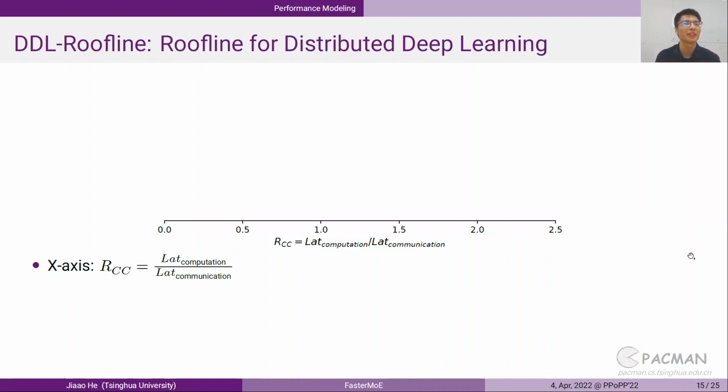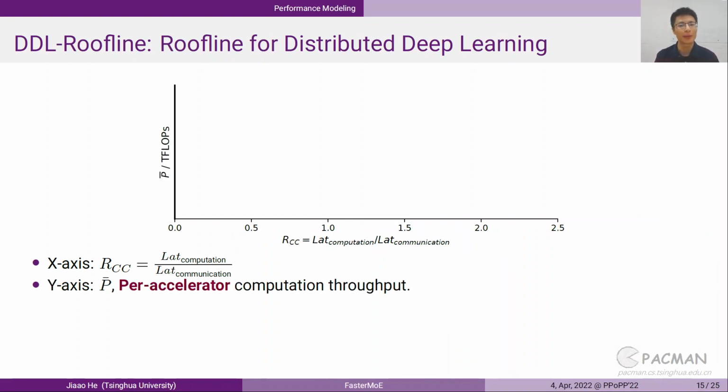Now let me introduce the DDL roofline model. It's a roofline for distributed deep learning. We define the x-axis as RCC. It's a ratio of computation latency to communication latency. Here, communication latency takes the place of memory access in a traditional roofline model because it is a key factor to the performance in a distributed deep learning workload.